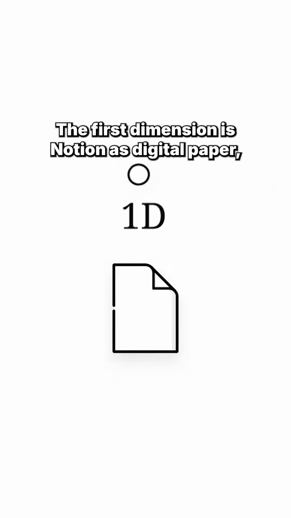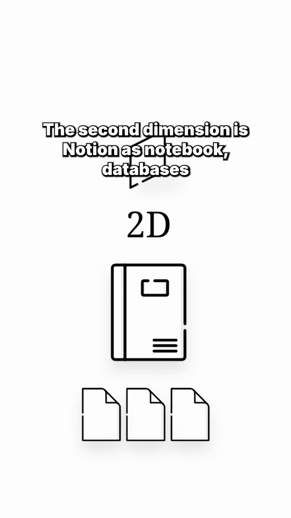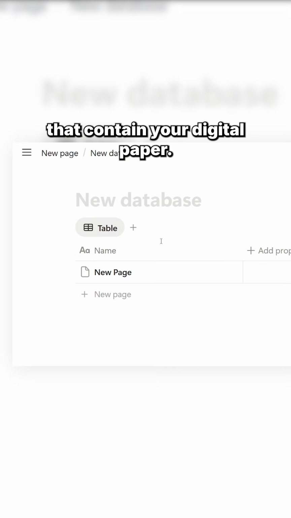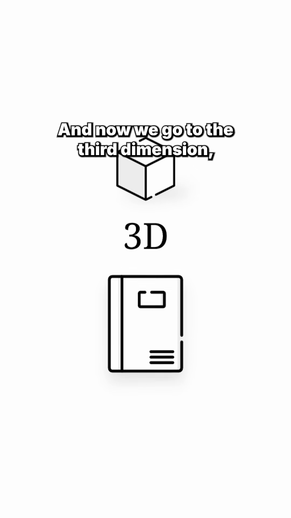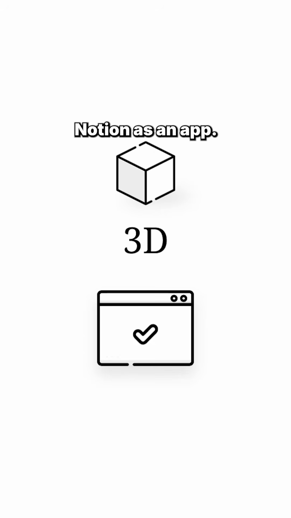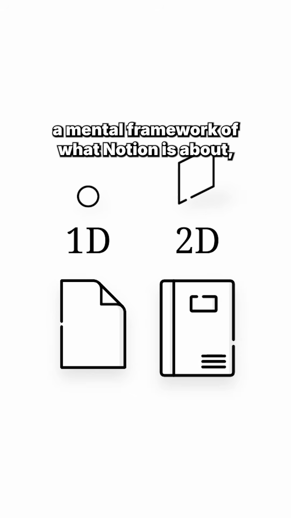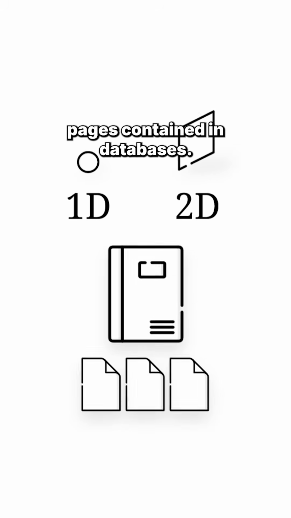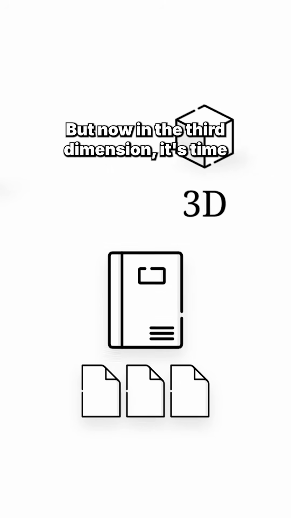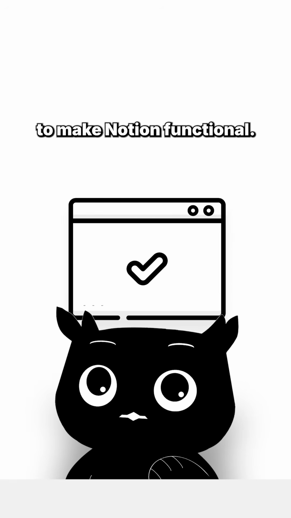Let's review. The first dimension is Notion as digital paper, just a flat screen. The second dimension is Notion as notebook, databases that contain your digital paper. And now we go to the third dimension, Notion as an app. The first and second dimension both give us a mental framework of what Notion is about, pages contained in databases. But now in the third dimension, it's time to make Notion functional.